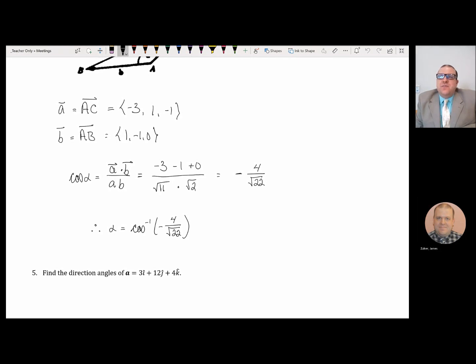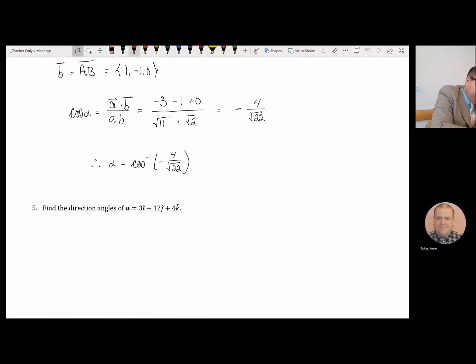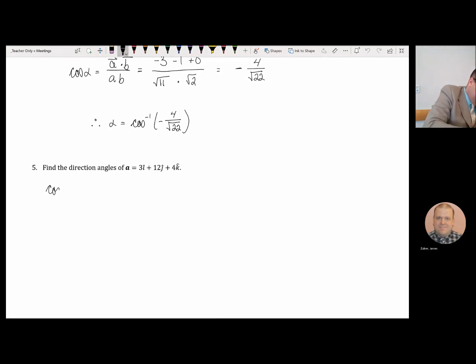Well, if you can think of those as vectors, then wouldn't there be an angle between that and a vector itself? These are known as the direction angles. You have alpha, you have beta, you have gamma. Alpha is the angle made with respect to the x, beta is with respect to the y, gamma is with respect to the z. You find them the same way. So cosine of alpha would be A dotted with I over the magnitude of A times the magnitude of I.